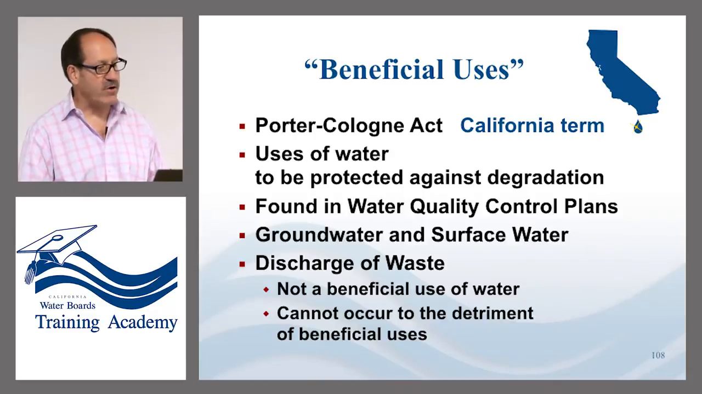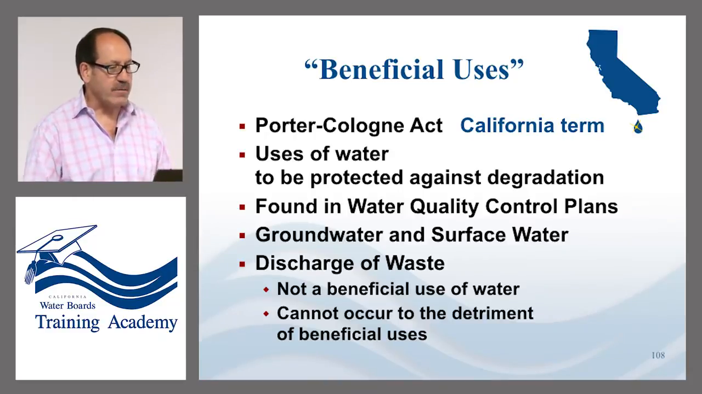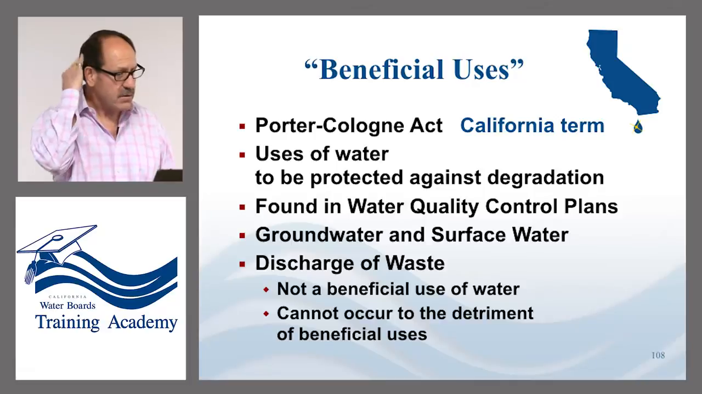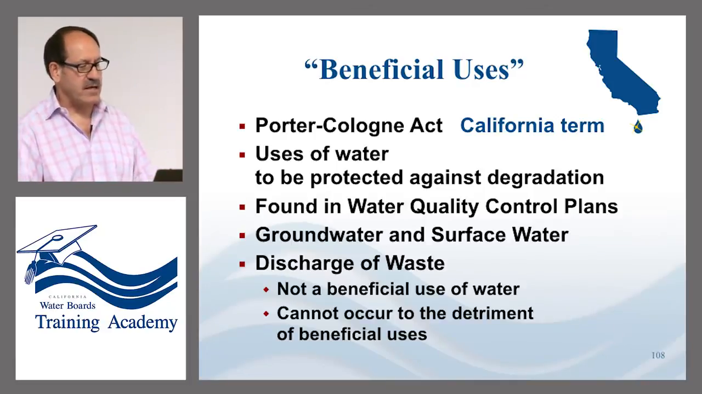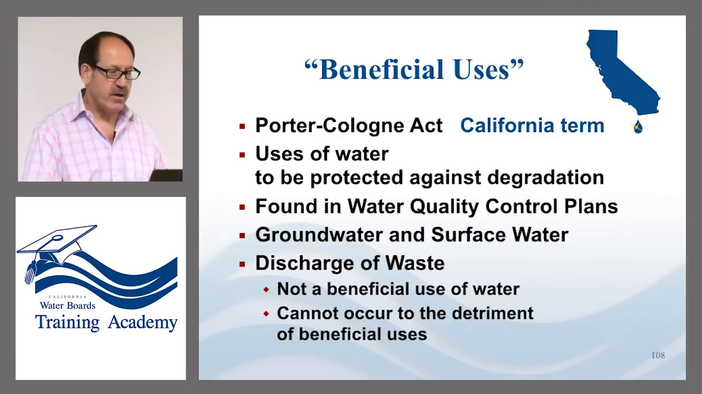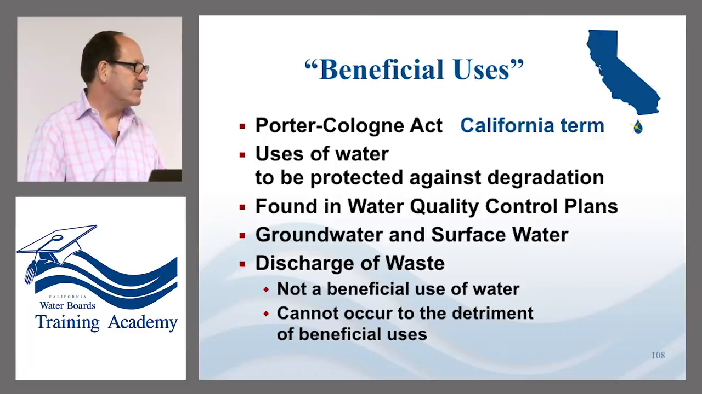Beneficial uses, California term. These are the uses of water to be protected against degradation. Porter Cologne Act provides for them. They are the same thing as criteria in the Federal Clean Water Act. We find beneficial use designations in our water quality control plans, including the basin plans done by each of the regional water boards. We designate beneficial uses for our groundwaters and our surface waters to be protected. The discharge of waste is not a beneficial use and cannot occur to the detriment of beneficial uses under Porter Cologne.